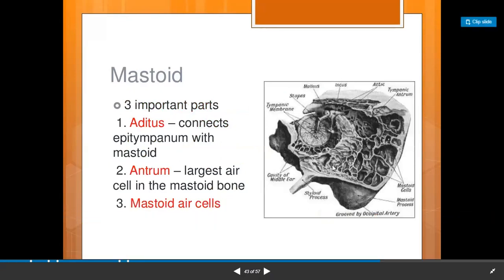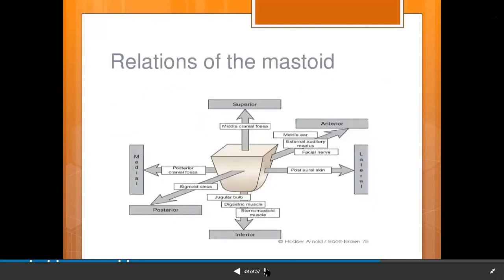I said that in the posterior wall we have the mastoid process. Inside the mastoid process, we have mastoid air cells. There is a communication between the posterior wall and the middle ear cavity, and the passage is the aditus, which connects the epitympanum with the mastoid. The antrum is the largest air cell in the mastoid bone. There are many empty spaces when you break the mastoid process; these are called mastoid air cells.